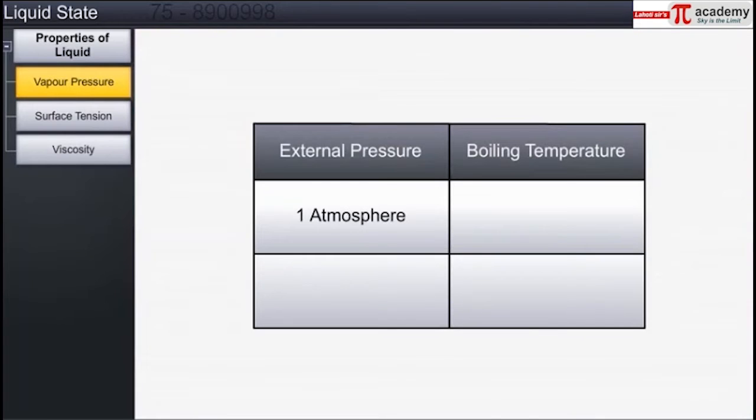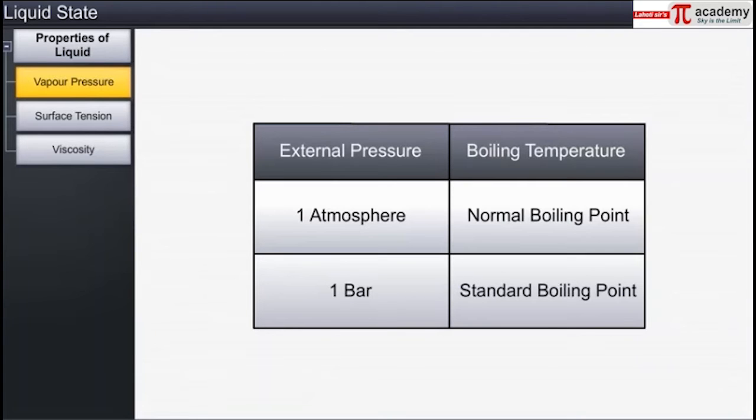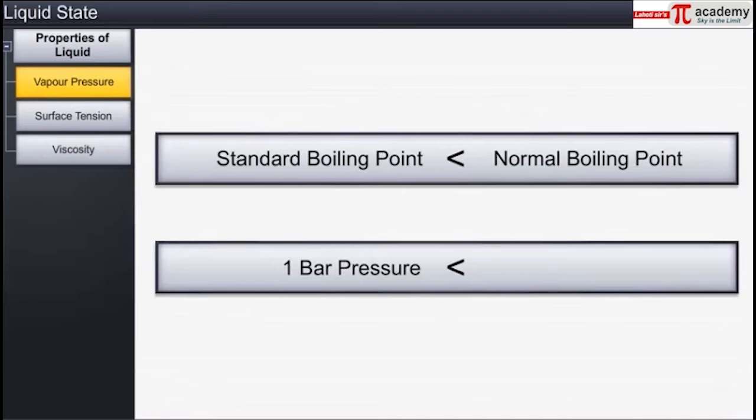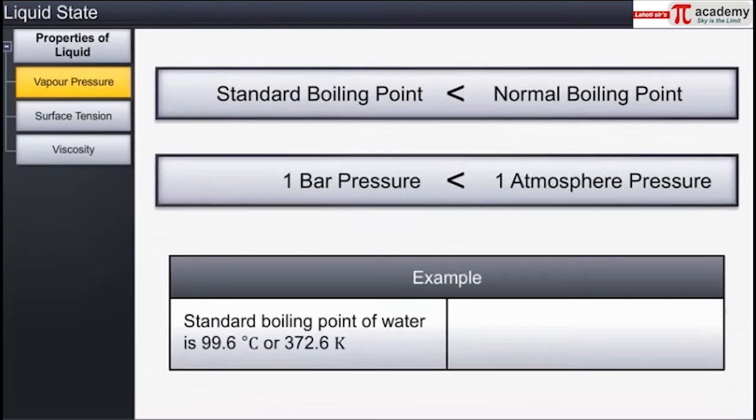If the external pressure is 1 atmosphere, the boiling temperature is called the normal boiling point, and if the external pressure is 1 bar, the boiling temperature is called the standard boiling point of the liquid. The standard boiling point of a liquid is slightly lower than the normal boiling point, as 1 bar pressure is slightly less than 1 atmosphere pressure. For example, the standard boiling point of water is 99.6 degrees Celsius or 372.6 Kelvin. And normal boiling point of water is 100 degrees Celsius or 373 Kelvin.